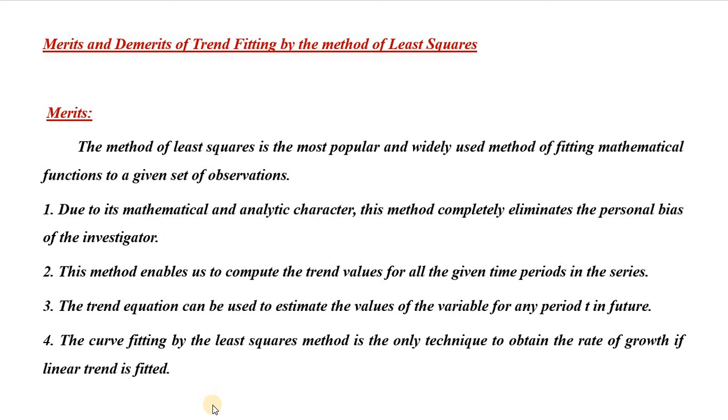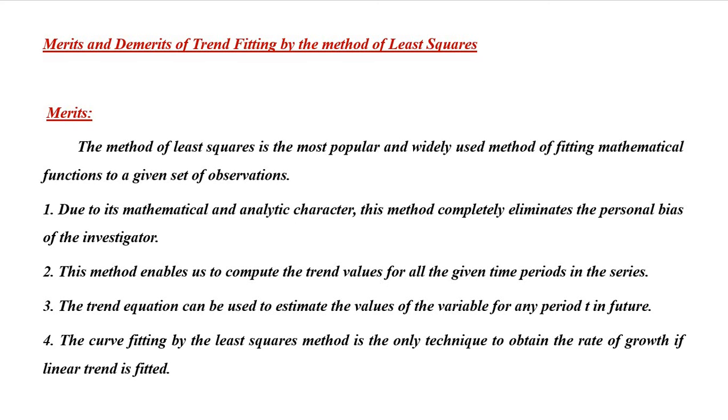The merits of the least squares method. The method of least squares is the most popular and widely used method of fitting mathematical functions to a given set of observations. Due to its mathematical and analytic character, this method completely eliminates the personal bias of the investigator. This method enables us to compute the trend values for all the given time periods in the series. The trend equation can be used to estimate the values of the variable for any period t in future. Curve fitting by the least squares method is the only technique to obtain the rate of growth if the linear trend is fitted.